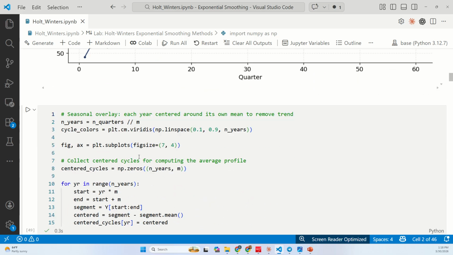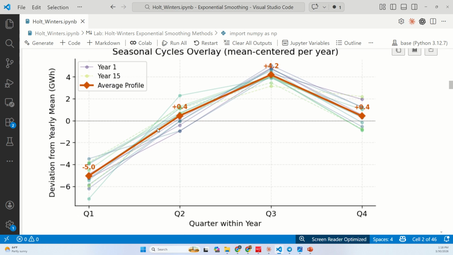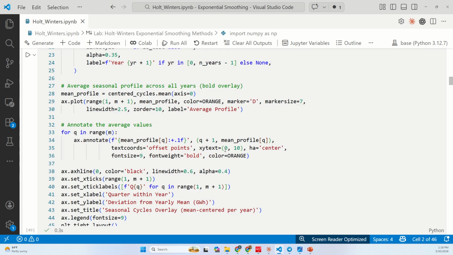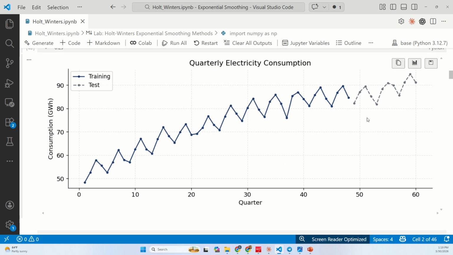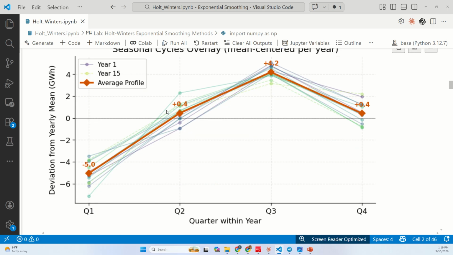There are different ways. Just by using a simple plot like this one, what I'm doing here is plotting the quarters for every year. Since there is a trend here, for each year I compute the mean and I remove it. So now we can compare them.